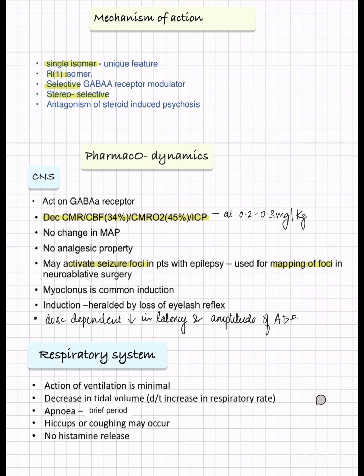So apart from propofol, etomidate, ketamine, thiopentone, induction is heralded by loss of eyelash reflex. Coming to its latency and amplitude during auditory evoked potential, it decreases the latency and amplitude. Coming to its effect on respiratory system, its effect on ventilation is minimum. It decreases the tidal volume and there is a brief period of apnea might be seen during that, and you might observe hiccups or coughing.